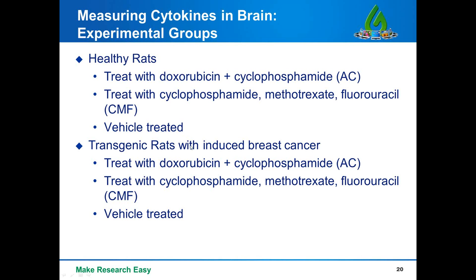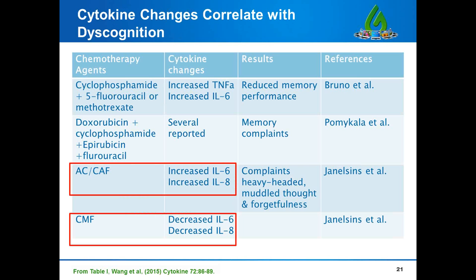The transgenic rats that have induced breast cancer, we're going to treat them with the same treatment and also controls. I'm going to be referring to these as healthy rats, and then transgenic rats with induced breast cancer, I'm going to refer to those as sick rats. So what kinds of changes are we expecting to see? Well, from the literature, we've seen that the AC chemotherapeutic agent causes increases in interleukin-6 and interleukin-8. And the CMF treatment causes decreases in IL-6 and IL-8.